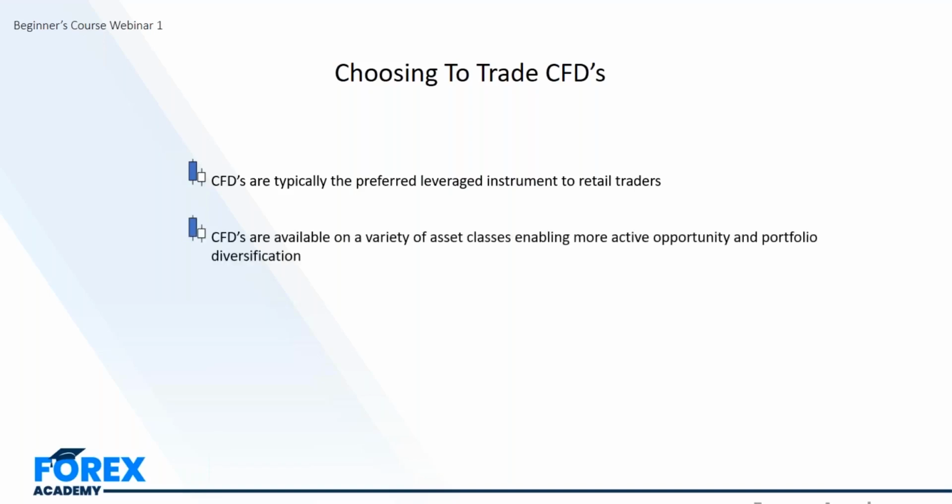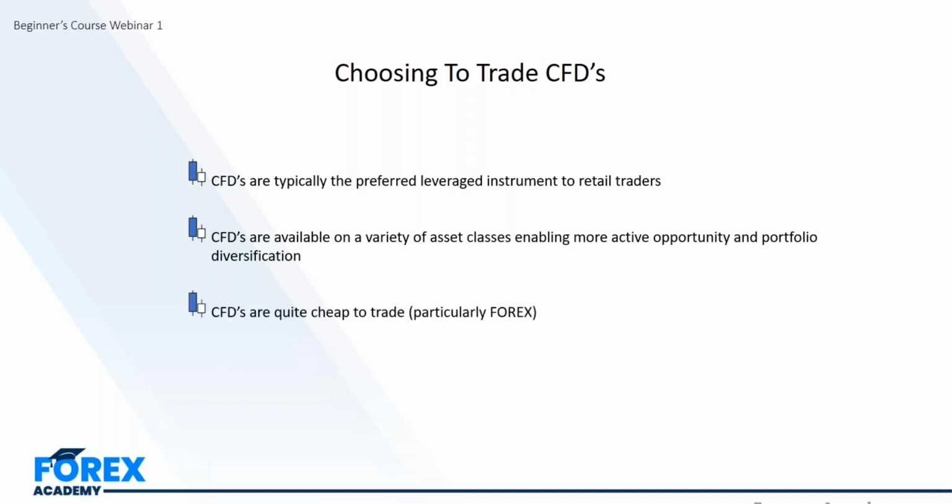Contracts for difference are available on a variety of asset classes, enabling more active opportunity and portfolio diversification. And that is most certainly the case, and a huge benefit, I would say, in looking for opportunity. Particularly myself, one of the main reasons I would trade a contract for difference is if I want to trade the Forex pair, there may be 40 to 50 different currency pairs available to trade and choose from, and that if I look across those assets for opportunity, and with my technical analysis, I may be in a better position to look for good trades.